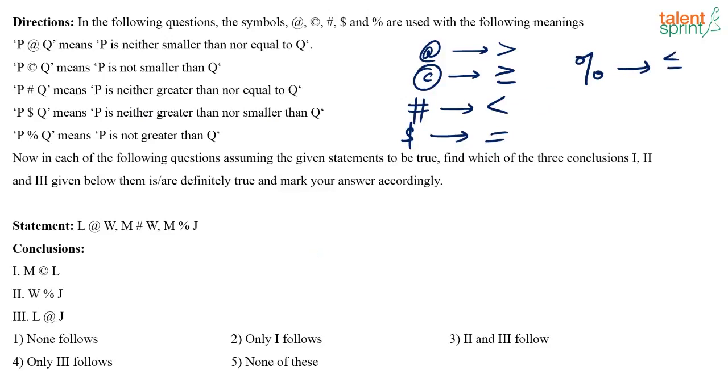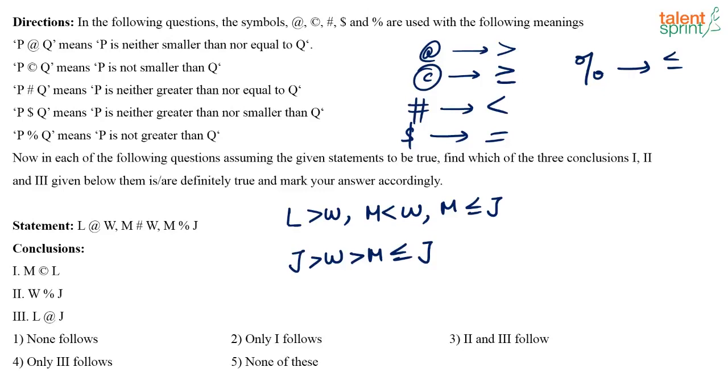Now look at these statements. Whenever you have such questions where your statements are separated by commas, try to combine them and write as one statement. Doing that, we will be able to get the answer really fast, right? So L at the rate of W means L is greater than W. Then you have M hash W, M is less than W. Then you have M percentage J, which is M is less than or equal to J. So first write it like this and then combine. L greater than W, W greater than M, M less than or equal to J. So this is your statement. Now once you have got this, let us look at the conclusions.